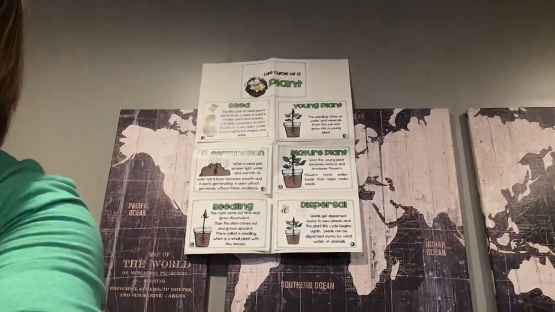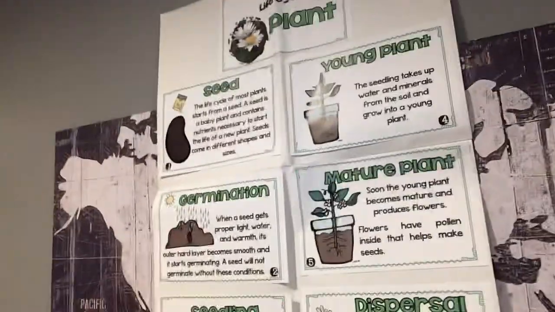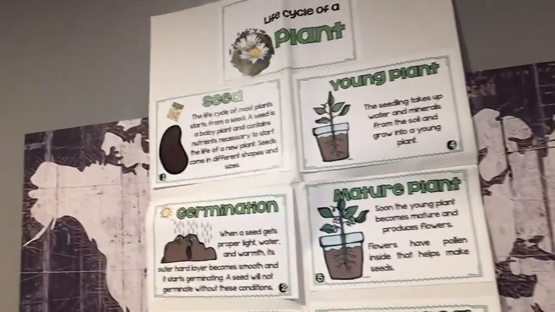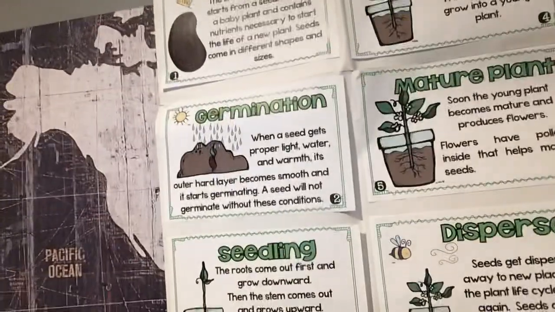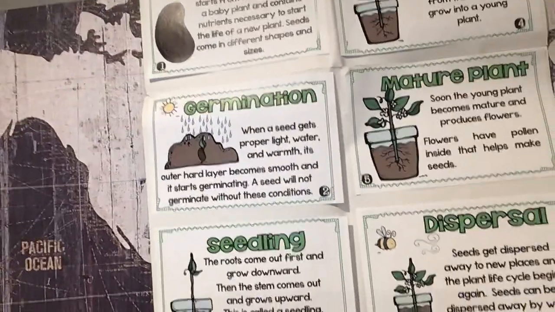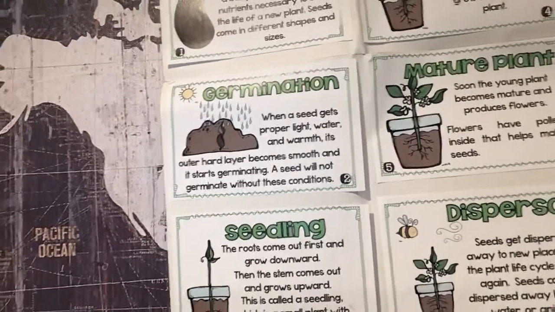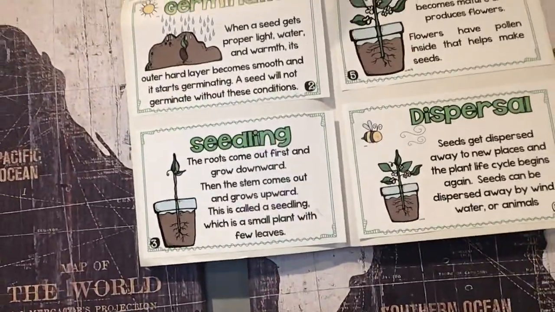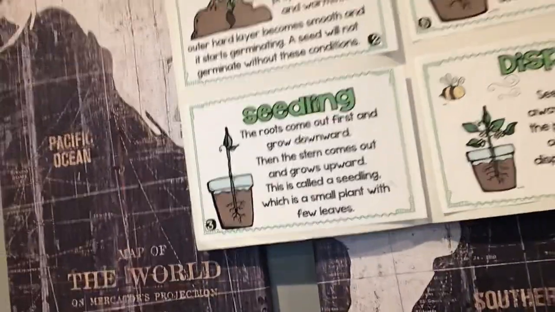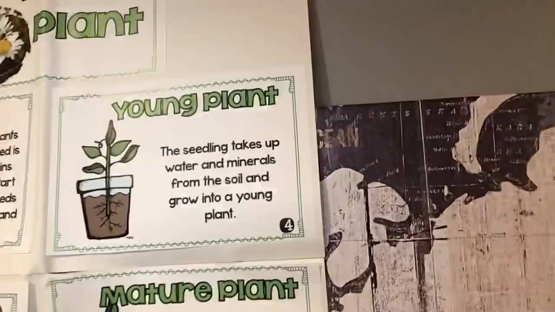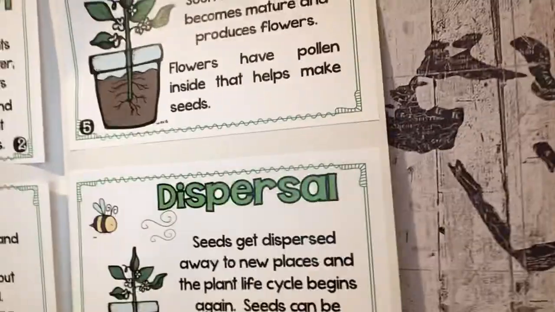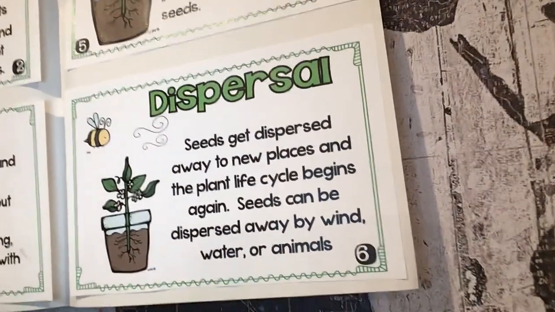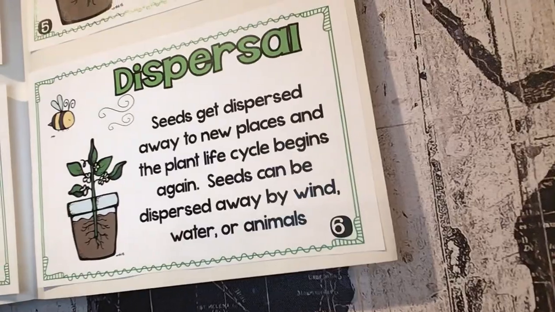And here's another visual for our plant life cycle. So you can take a look at our poster. First starts as seeds. Then germination is when a seed gets proper light, water, and warmth, and its outer hard layer becomes smooth and it starts germinating. Then it turns into a seedling, and a young plant, mature plant, and then the seeds get dispersed to make new plants. And seeds can be dispersed away by wind, water, or animals.